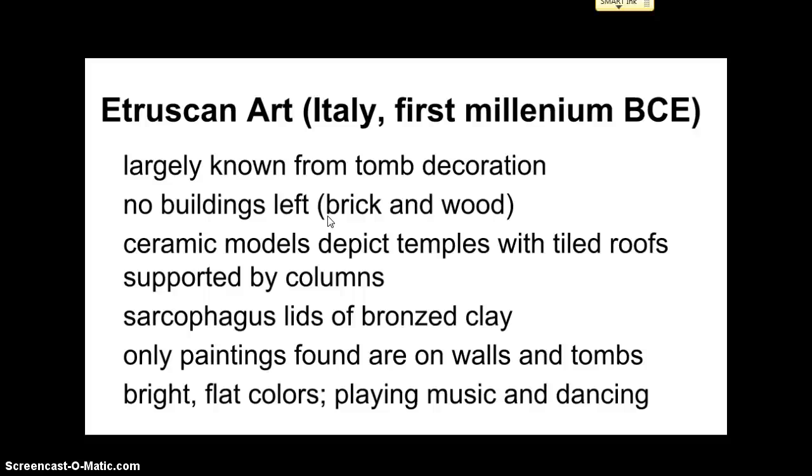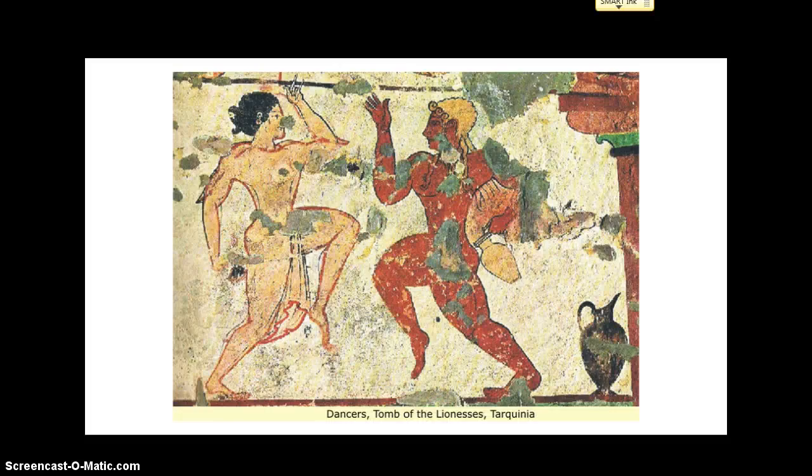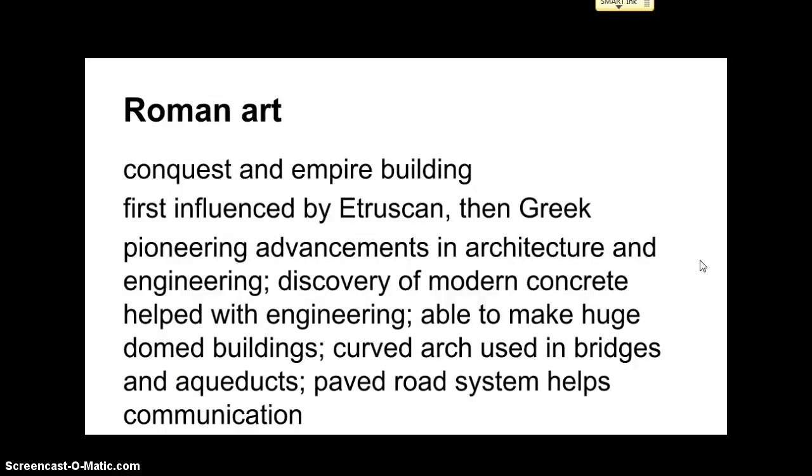The only paintings found were on the walls of tombs. They had bright, flat colors, and they showed people playing music and dancing. Usually these were things that were done in funeral rites. So here we have dancers, again on a tomb, and yes, they are dancing, and these would be things that would be done at a funeral. Etruscan art.